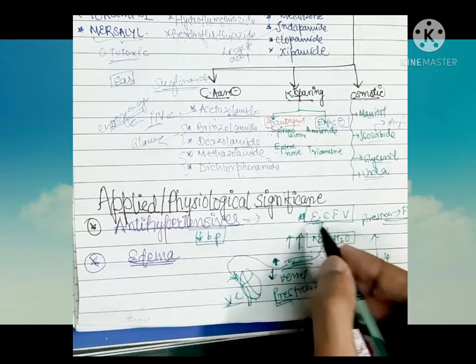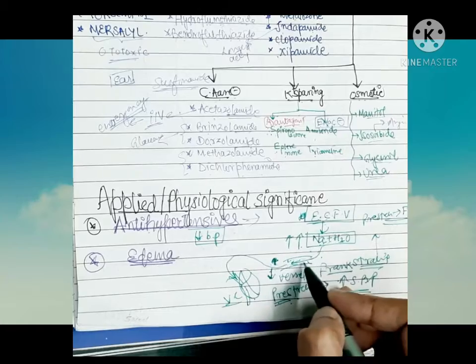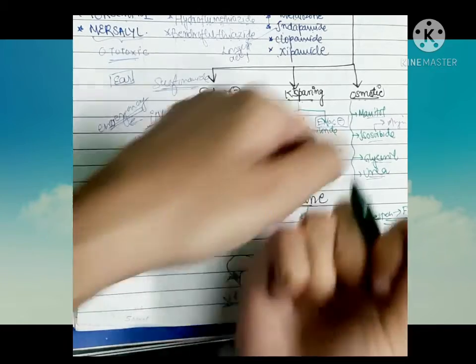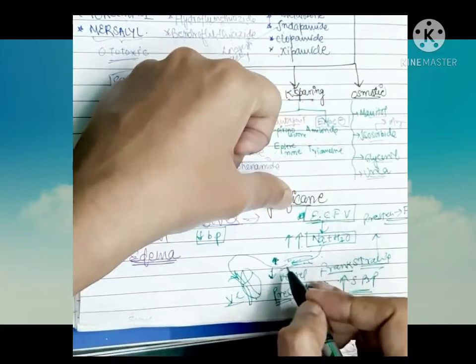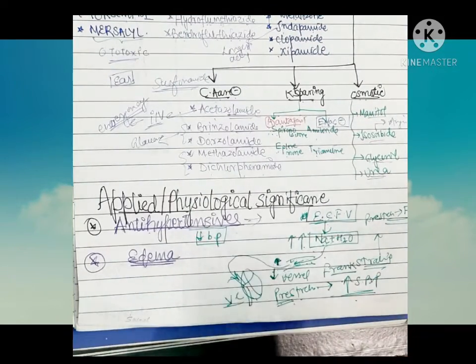Or in another way, we can understand there will be more extracellular fluid volume, more sodium and water, so it will fill the vessel more, and there will be more stretching on the vessel wall, and more will be the blood pressure.